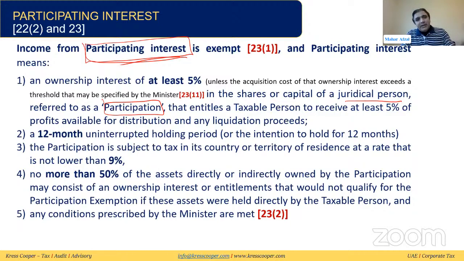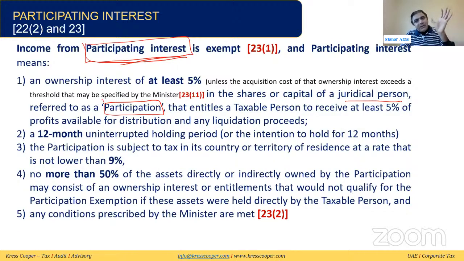This is the first condition. So we said income received from the participation interest will be exempt. What is participation interest? Participation interest is at least 5% shareholding in the share capital or capital of a juridical person. And this 5% entitles the holder to at least 5% of the profits available for distribution and 5% of any liquidation proceeds. Second, this 5% must be held, or there must be an intention to hold it, for a period of at least 12 months. Second, the income, from whichever territory or jurisdiction it is derived against this 5%, must be subject to at least 9% tax.